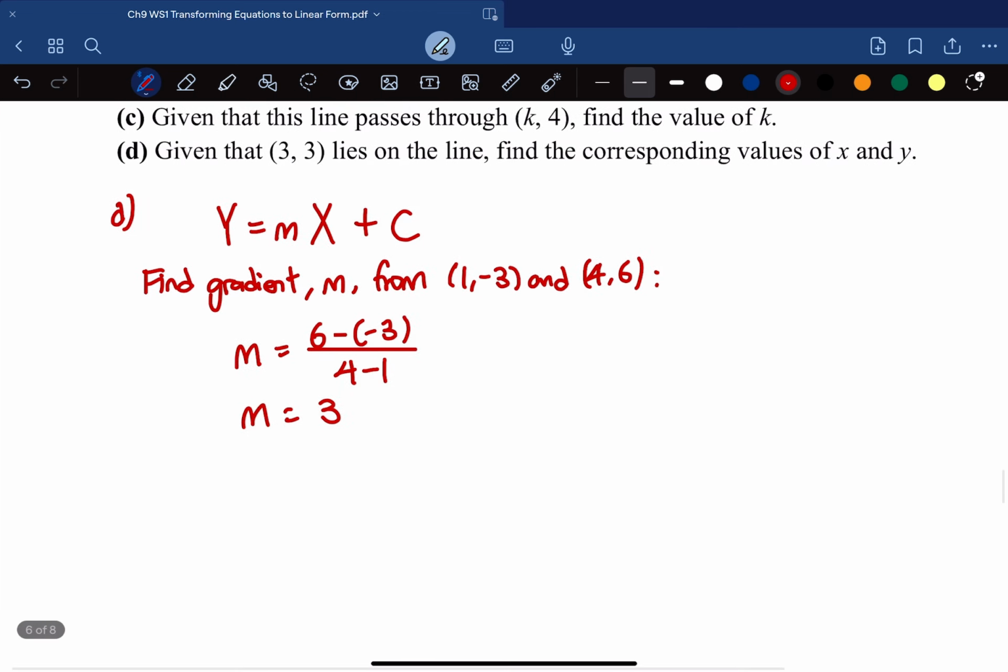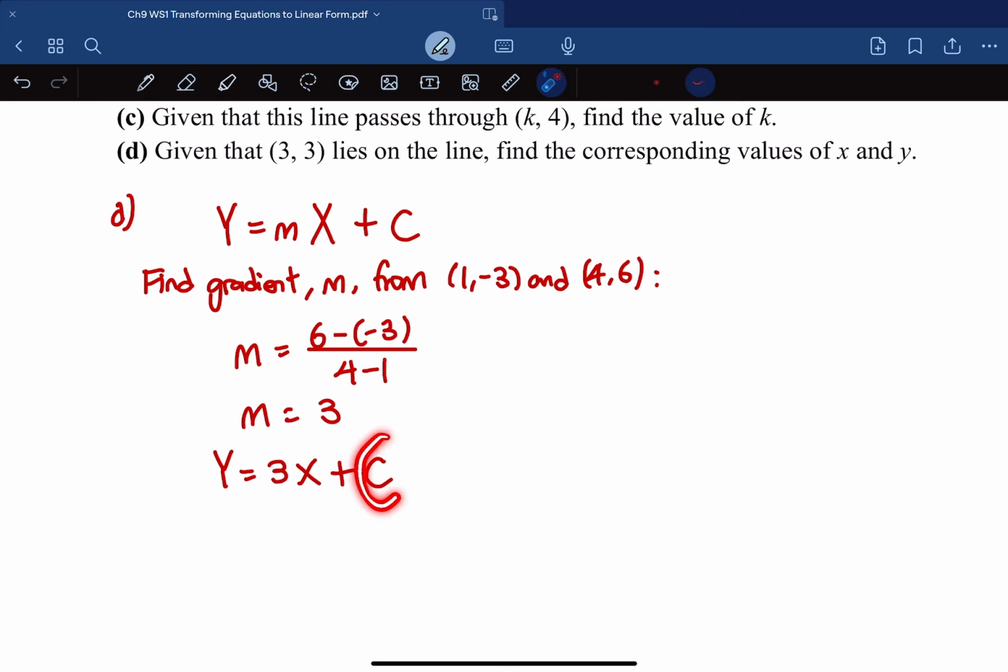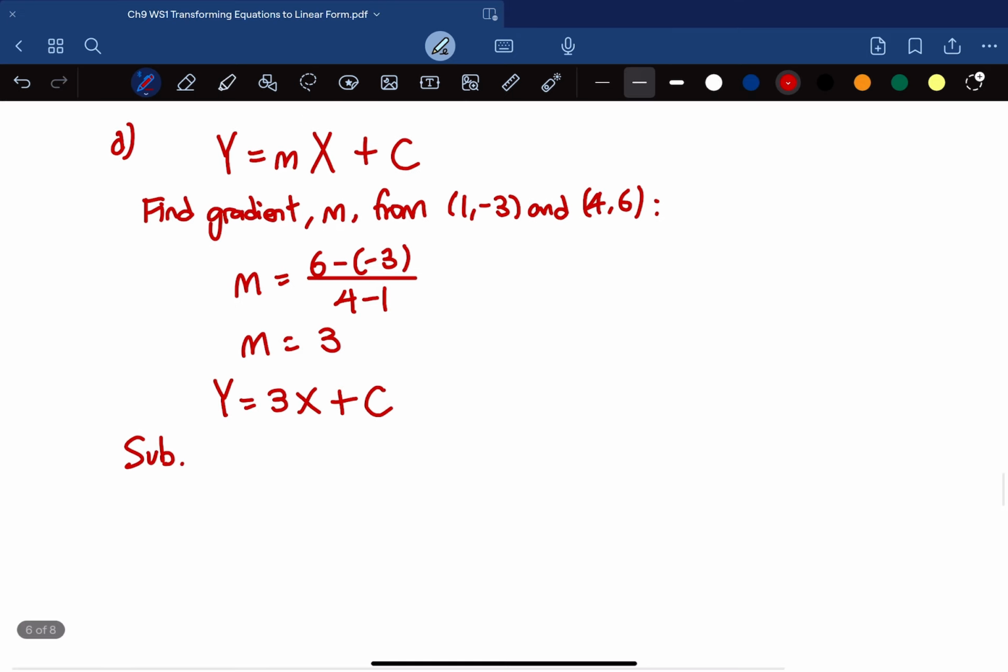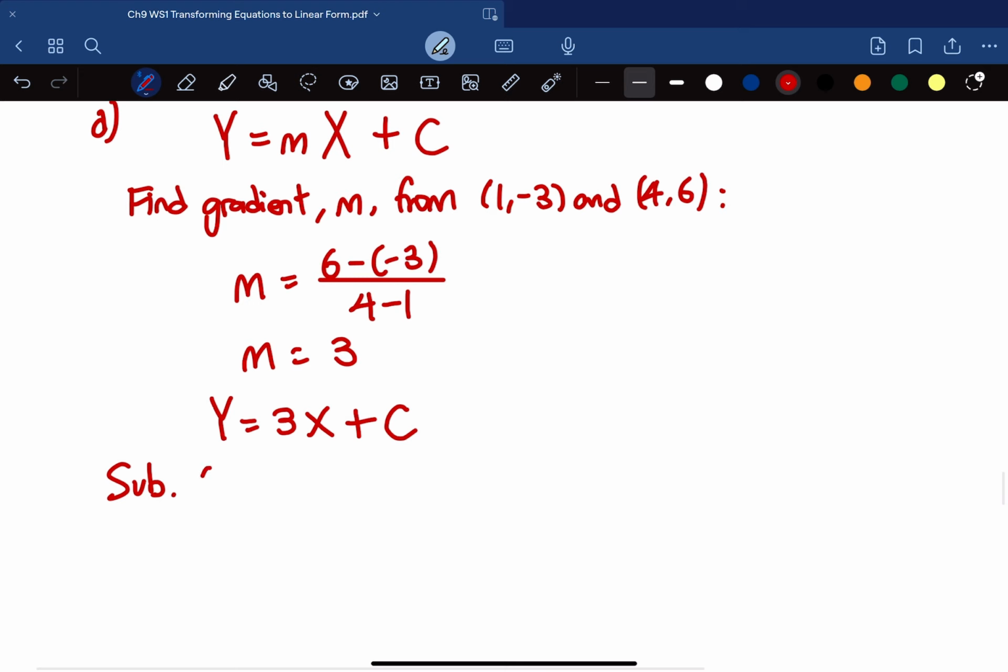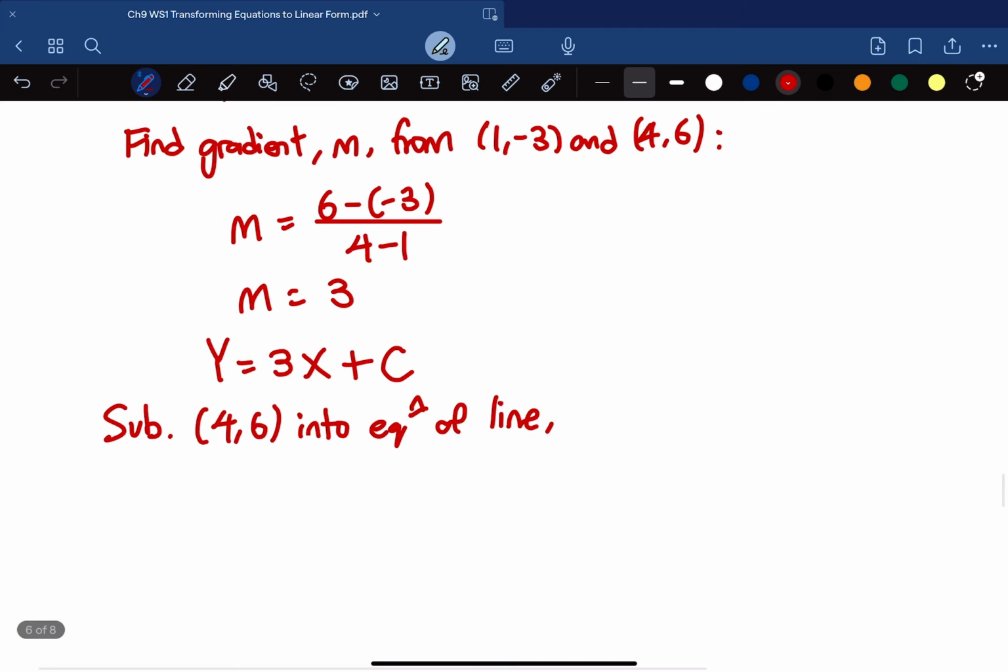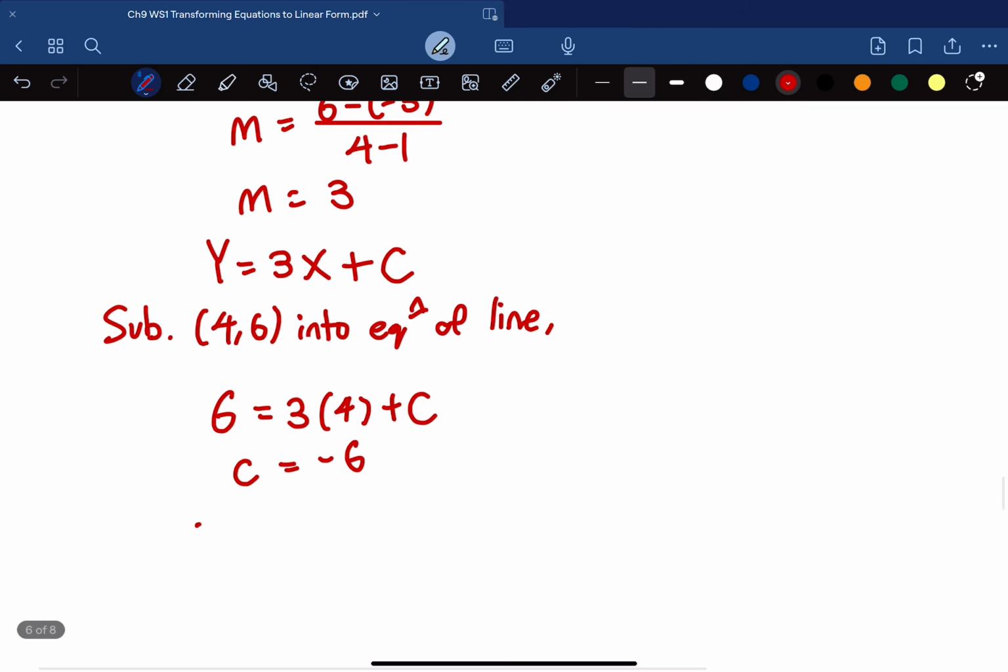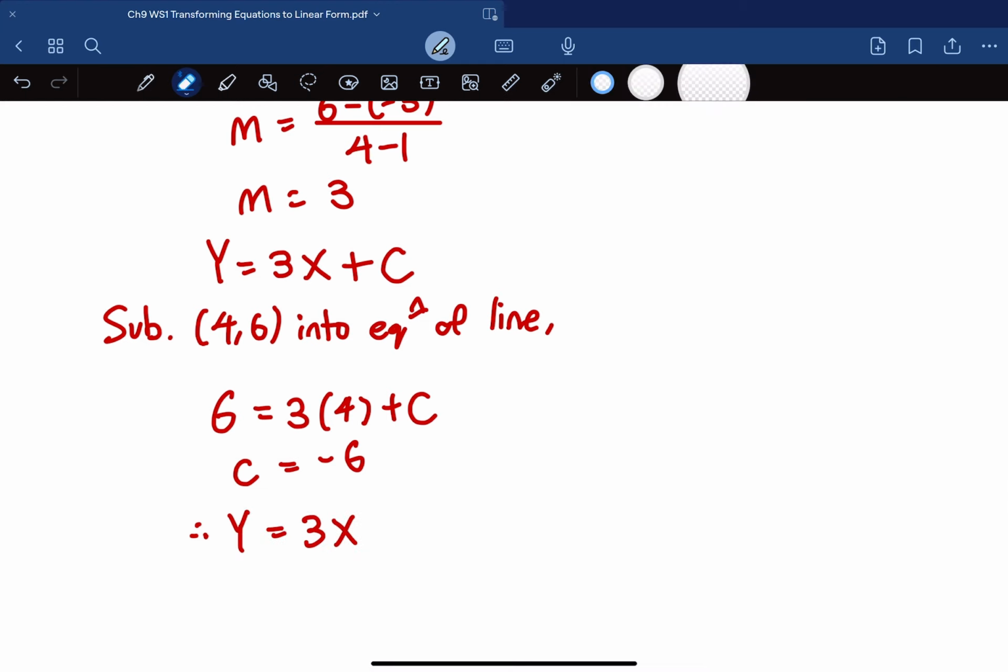So this graph here is y equals 3x plus c. How to find this c here? Simply sub in any point. So let's say I choose 4, 6 into the equation of the line. Therefore, I have 6 equals 3 times 4 plus c. c is equal to -6. So therefore, y is equal to 3x, not plus, but -6.